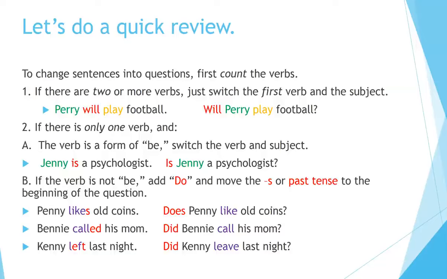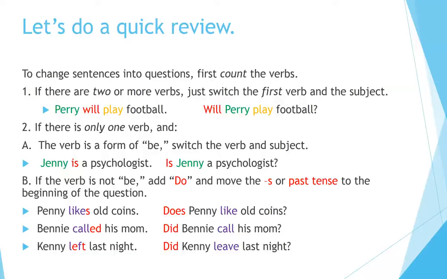2. If there is only one verb and A, the verb, is a form of B, then just switch the verb and the subject. Example, Jenny is a psychologist. Is Jenny a psychologist?